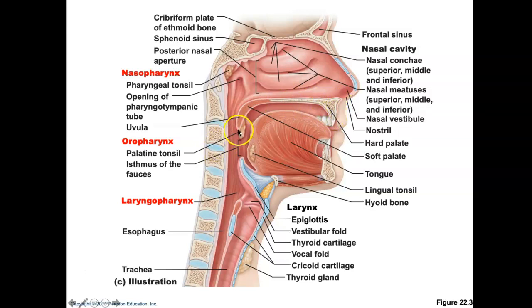And you can see in the oropharynx now, we're looking at this block behind the oral cavity. You can see the palatine tonsil here, and you can see the lingual tonsil here. Now we have our laryngopharynx. You can see the flap here, which is the epiglottis. So what this flap is going to do is close.